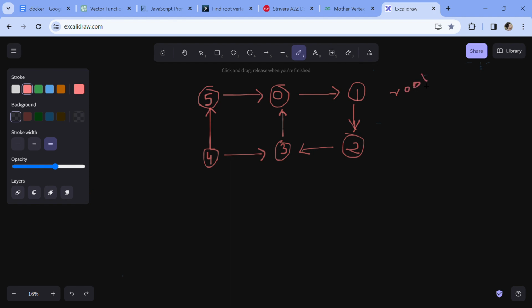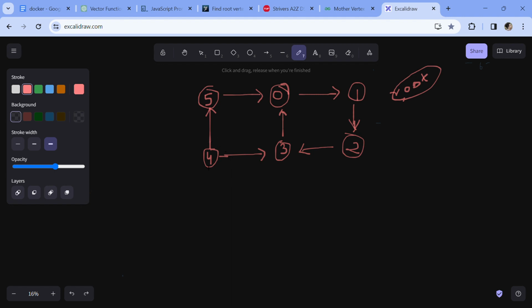Let me first explain what a root is. A root vertex is a vertex from which all the nodes are reachable. For example, in this case, 4. You can see that from 4 each of the nodes is reachable.